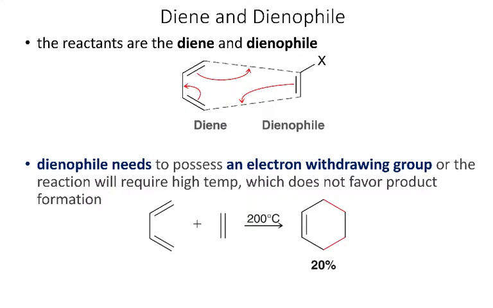Now, a note about the dienophile. If we just have ethene, the reaction needs high temperatures in order to proceed. And we just talked about the fact that high temperatures don't favor the reaction. So when we get it hot enough for this reaction to actually proceed, the product yield is relatively low. So what can we do to the dienophile to make the reaction more favorable? Well, if we add an electron withdrawing group, we can make the reaction proceed at lower temperatures.